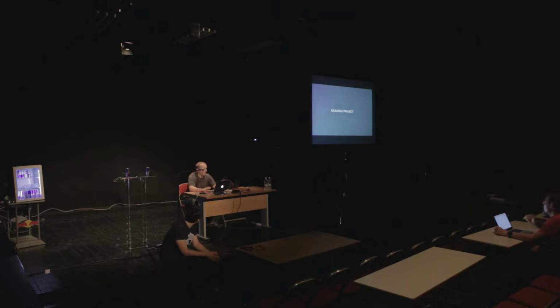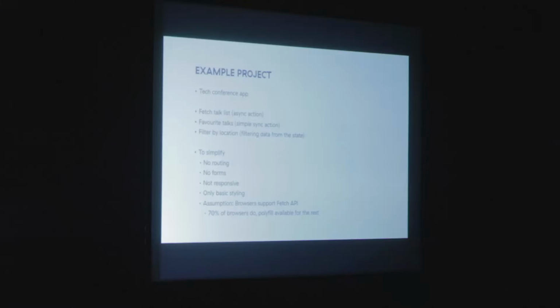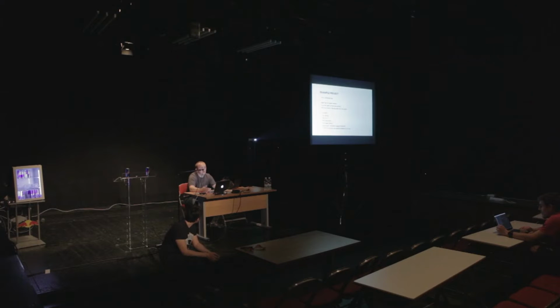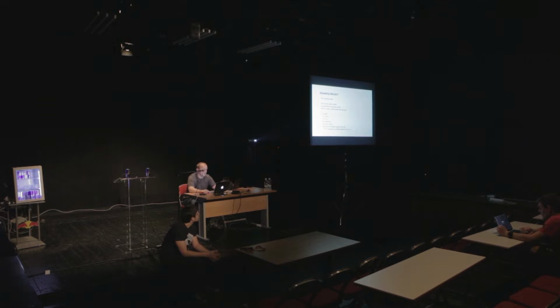So here we'll make a sample project, and that's a tech conference app. We'll have an API that serves the schedule of talks. We will be able to favorite those talks and filter them by location. So is it in Area 55 or is it on the main track? And to simplify, we won't have any routing, although it is part of the state, but it's out of scope here because we don't have that much time. Also, we'll mostly skip how to work with forms.